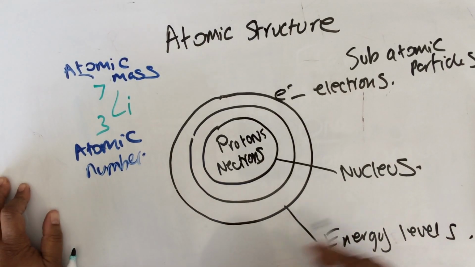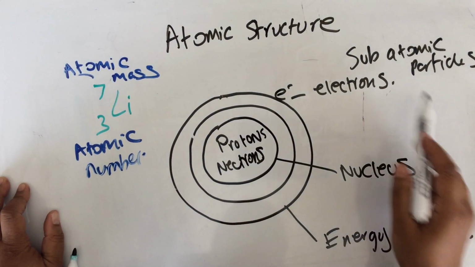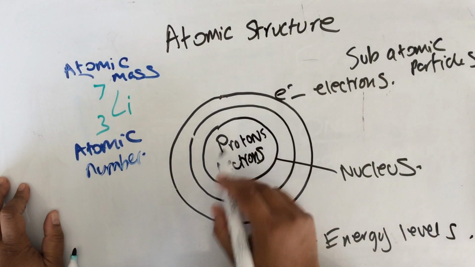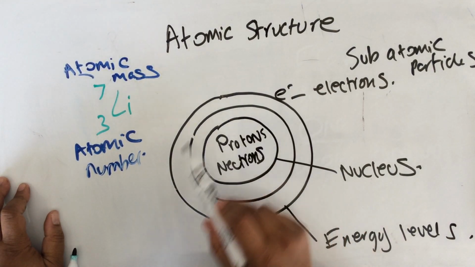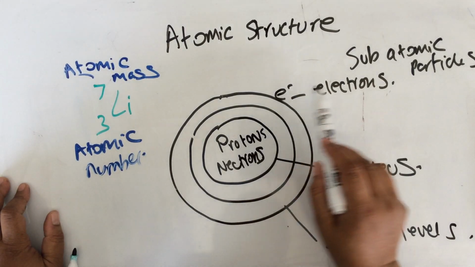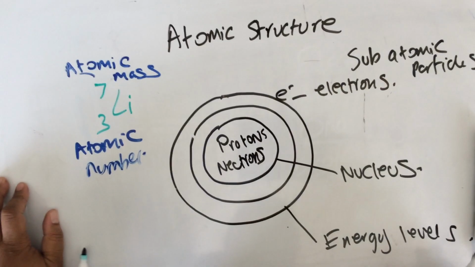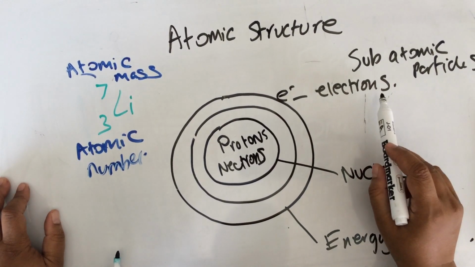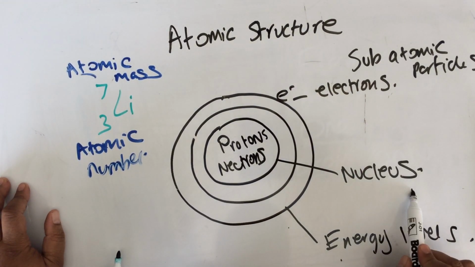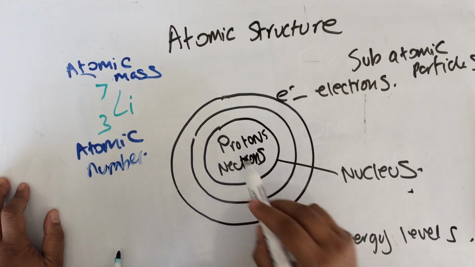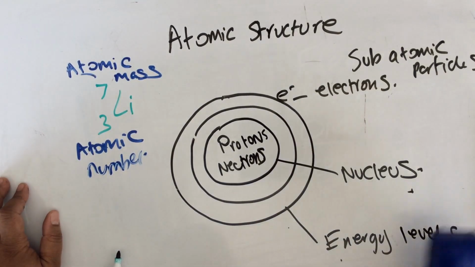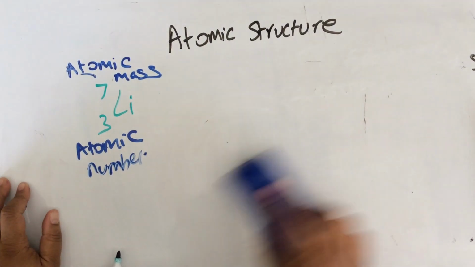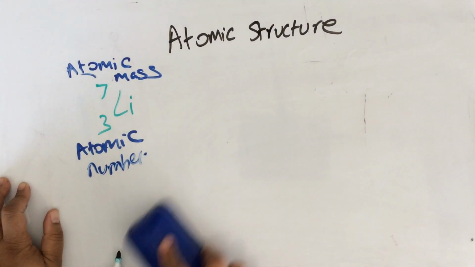So when they ask you to draw the atomic structure, you need to be able to draw it like this, where you label the protons and neutrons inside the nucleus, and then you draw the energy levels, and you draw electrons on the outer shell, representing the electrons there, the sub-energy levels, the nucleus, and inside you've got protons and neutrons. So that is the atomic structure as we know it today. So let's look at how we figure these out.